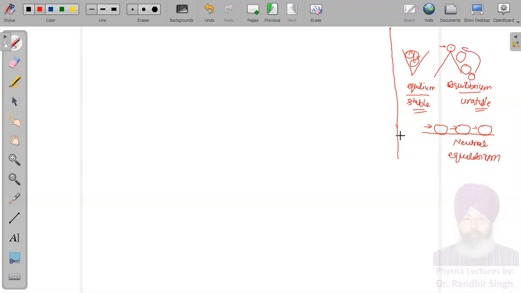Okay, now in case of a dipole, when theta is equal to 0 degree, what will happen? The potential energy, you know, was minus pE cos theta, and the potential energy will be minimum, minus pE. So the dipole will prefer to remain in this position forever. Such a condition will always be called stable equilibrium.